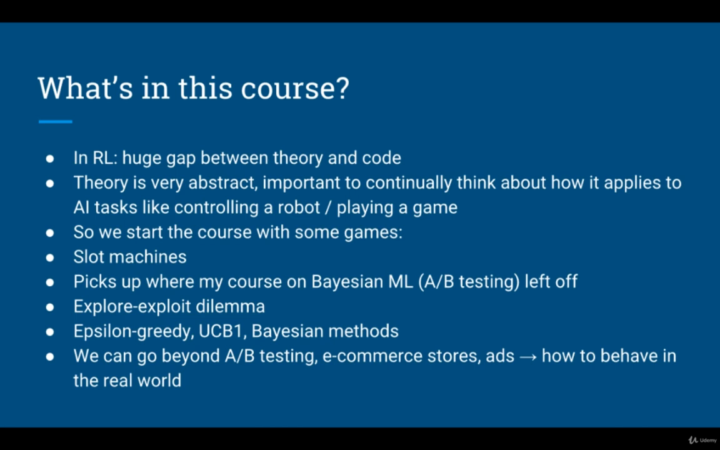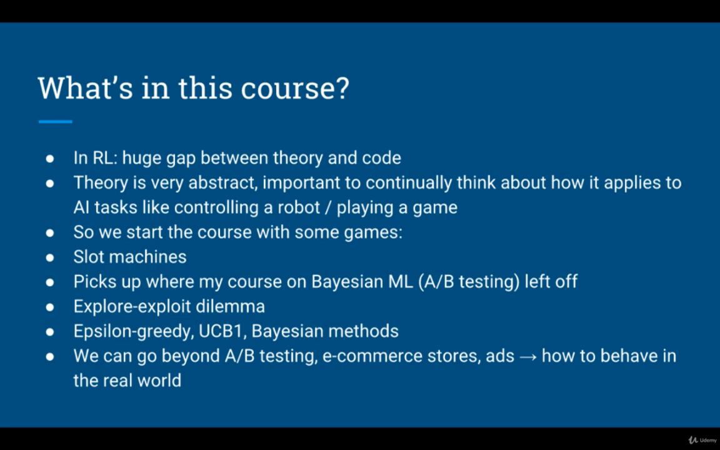The first game we'll consider is slot machines. This picks up where my Bayesian machine learning course left off. We did the same example there in terms of click-through rates, but in this course you'll see the concept can be generalized to any kind of distribution. Slot machines, or the bandit problem, as it's known in reinforcement learning, will introduce us to an important concept called the explore-exploit dilemma. We'll discuss several techniques for making trade-offs between exploration and exploitation, including the epsilon greedy method, UCB1, and a Bayesian online machine learning technique.